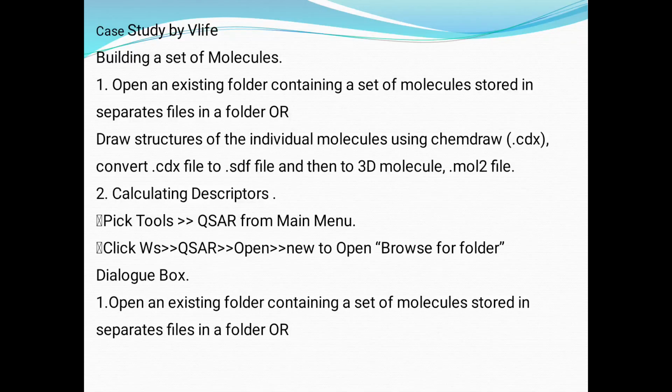So what basically you do, this is a case study by VLife. You open an existing folder where you have drawn the structures of different compounds. You have also calculated IC50 values. So you import those structures using the software, convert that CDX file into an SDF file, and then to a 3D molecule, that is a mol2 file. Then you calculate descriptors: you go to tools, then to QSAR from the main menu, and a dialog box pops out, and you open an existing folder containing a set of molecules stored in separate files in the folder.